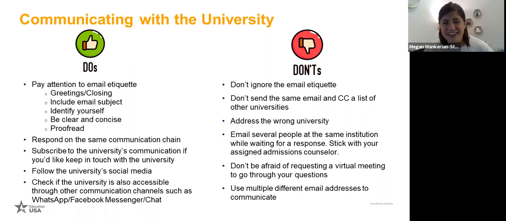And then check if a university is also accessible through things like WhatsApp, Messenger, and other chats. For example, I use WhatsApp and it's published on our website, so you could always send me a quick WhatsApp message, which sometimes can be a good way to get a faster response from me, especially if it's a very quick question, such as, do you guys accept Duolingo? And I can easily respond and say, yes, and here's the minimum score we need.